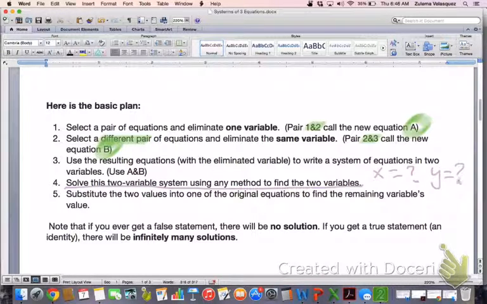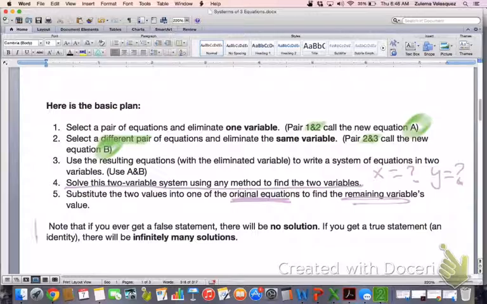Or you're going to solve for y and figure out x, or you're going to solve for y and figure out z, and so on. And there are many combinations that this can work out in. So once you have your x and your y, or your y and your z, or your x and your z, you're going to go back to the original equations and figure out the last remaining variable. So I'm going to go ahead and go over how to do this. It'll make more sense when you see it.